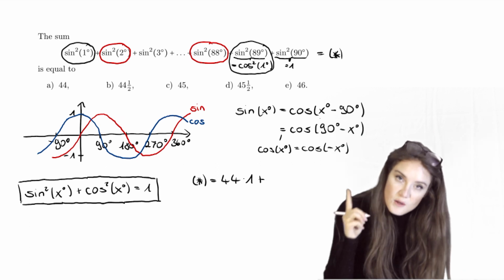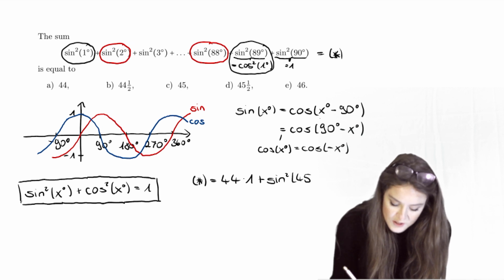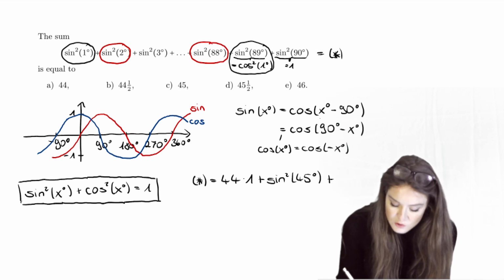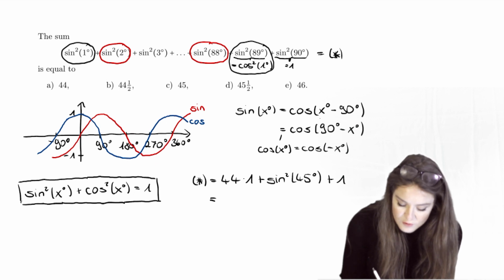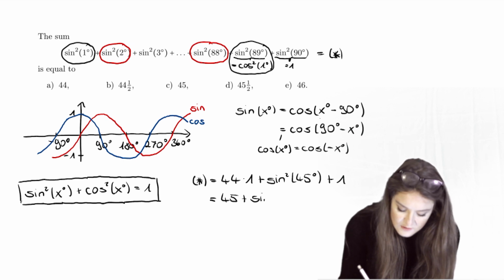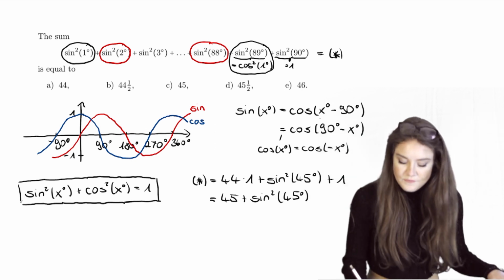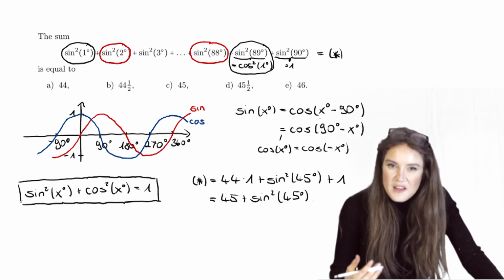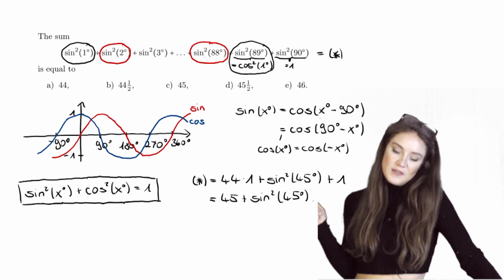plus, well, only one term is left, which is sine square of 45 degrees. And we don't forget about the sine square of 90 degrees, which was 1. So we have 44 times 1 plus 1 is 45, plus sine square of 45 degrees. And now to give an answer to this question, we only have to find out what sine square of 45 degrees is. We have 3 possibilities.